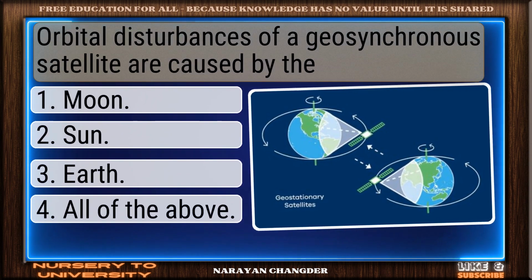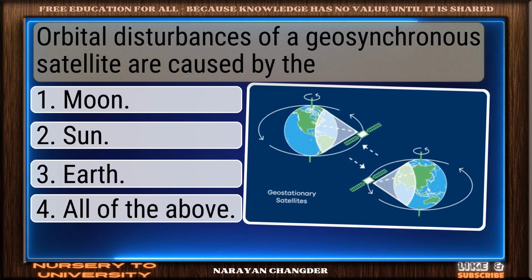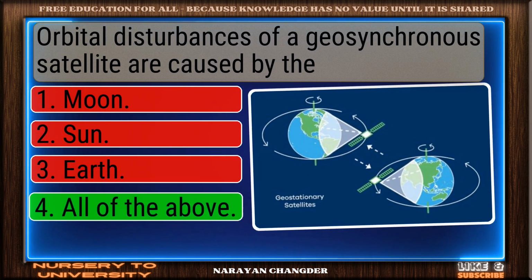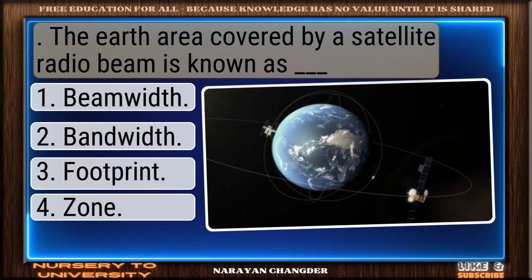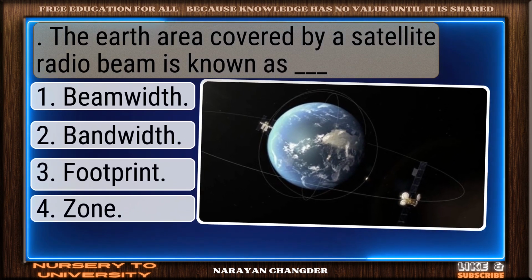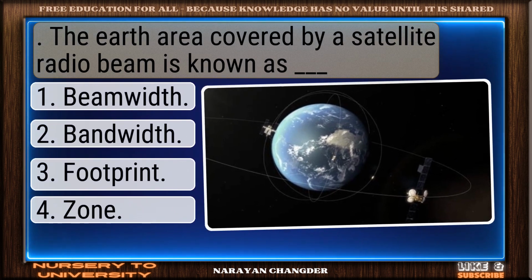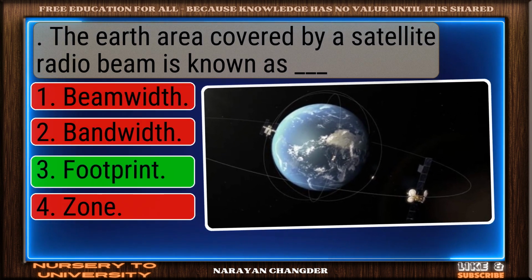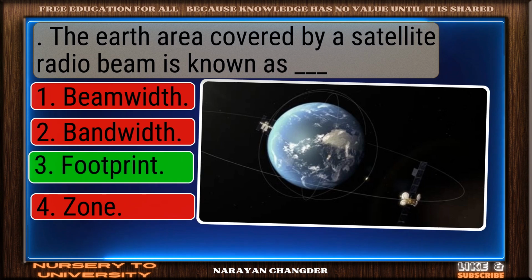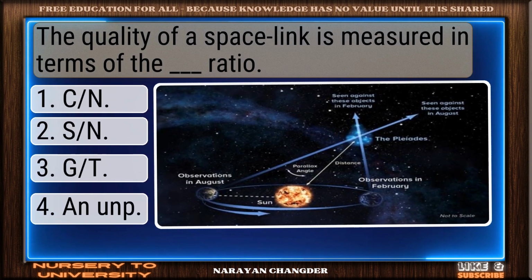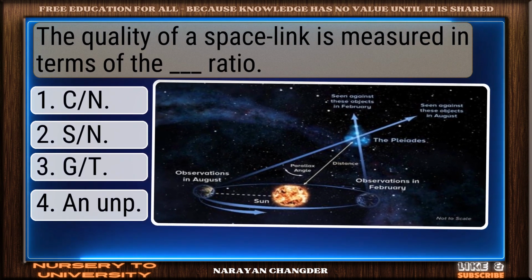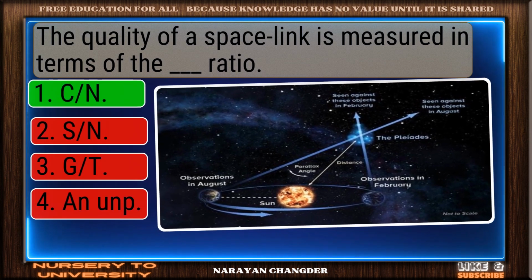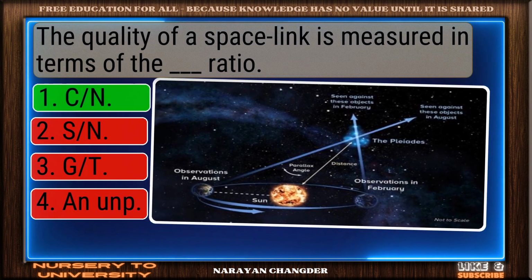Orbital disturbances of a geosynchronous satellite are caused by the. Strong choice. All of the above is the right answer. The Earth area covered by a satellite radio beam is known as dash. On track. Footprint is the correct answer. The quality of a space link is measured in terms of the dash ratio. Right again. C/N is a valid answer.